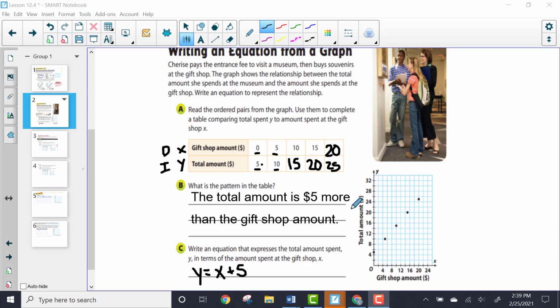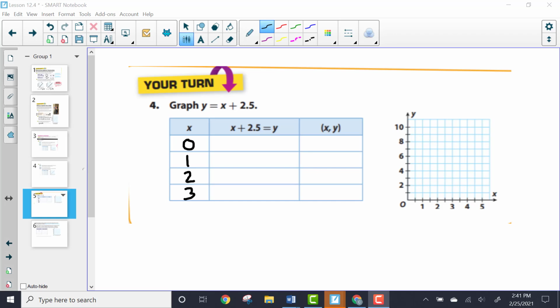So again, if you're taking a look at this problem, look at the graph, and that will help you fill out your table, which will eventually help you create an equation that represents that situation. So now what we're doing is just graphing an equation. All right. And let's take a look at page 354, and we're going to look at number 4.